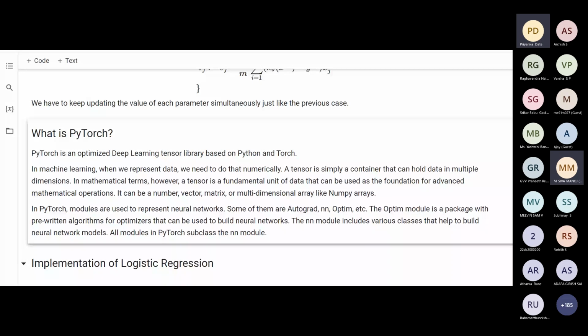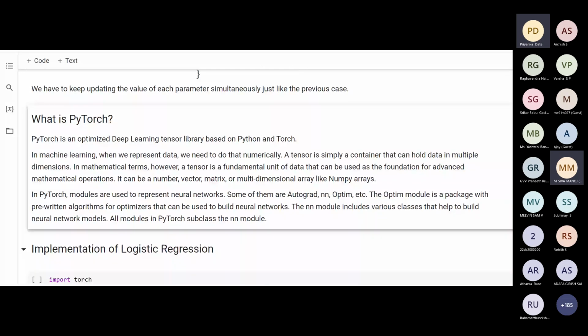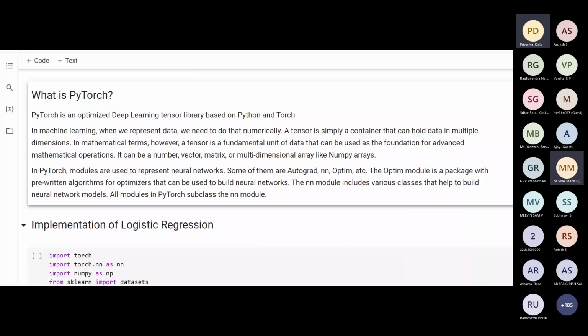Also, PyTorch has multiple modules that are used to represent neural networks and has really important functions in it. Some of them are AutoGrad, NN, and Optim. The Optim module is a package with pre-written algorithms for optimizers that can be used to build neural networks. And the NN module includes various classes that help to build neural network models. Also, all models in PyTorch subclass the NN module.